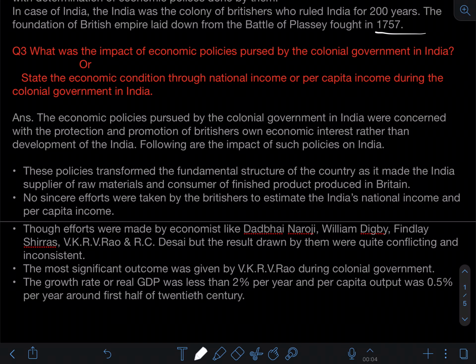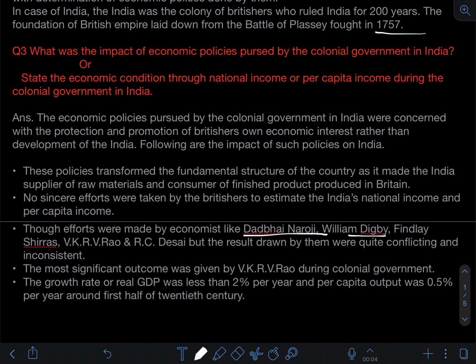Apart from this, there were a few economists who tried, even at that point of time, to calculate the national income or per capita income, like Dadabhai Naoroji. He was a very famous economist at that time. He took the initiative. William Digby, Findlay Shirras, VK Rao, he is a very famous personality. If you read the history, he is still remembered for doing the calculation. RC Desai. These were the few people or economists who took the initiative to calculate the national income or per capita income, but the results drawn by each of them were quite conflicting and inconsistent.